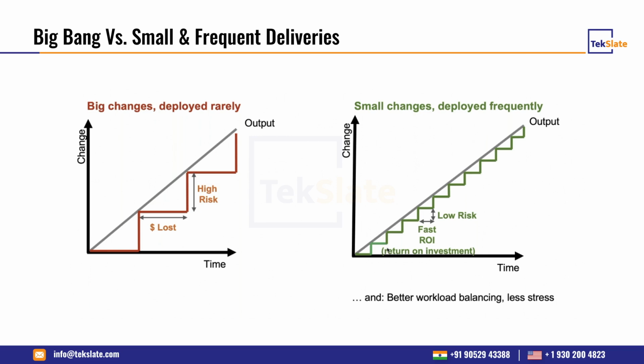Small changes deployed frequently give fast ROI. They are low risk because they are small changes. We are not waiting for deployment for a big bang kind of thing. It is a low-risk process with fast ROI, better workload balancing, and less stress, because we know that if anything is failing anywhere, it's small. And how these small things get deployed is via CI/CD tooling, which you'll see in a later part of the course.